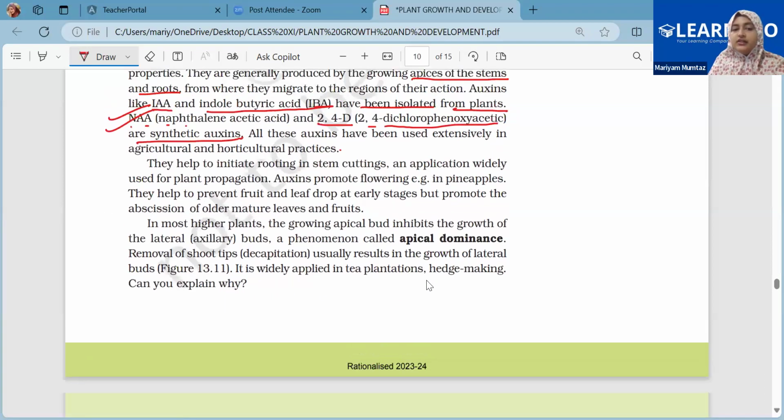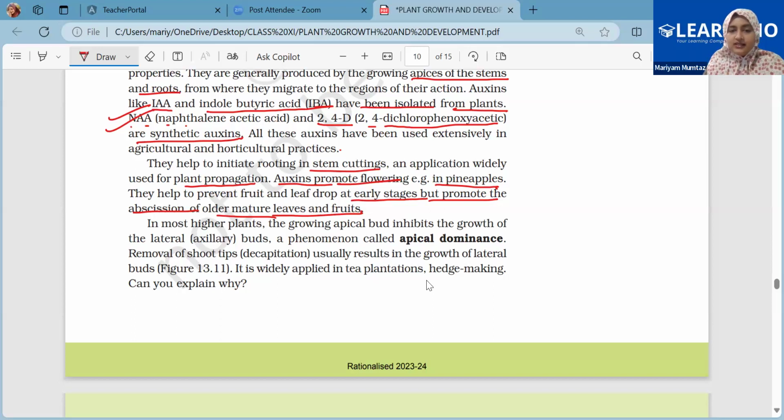Now, what are the functions? They help to initiate rooting in stem cutting. They cause rooting, formation of roots, an application widely used for plant propagation. Auxins promote flowering, for example in the case of pineapple. They help to prevent fruit and leaf drop at early stages, but promote the abscission of older mature leaves and fruits. When the leaves and fruits have become mature, they are no more in need of nutrients. So auxin will cause them to drop, or cause the abscission.